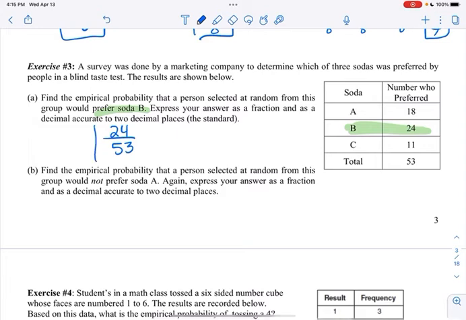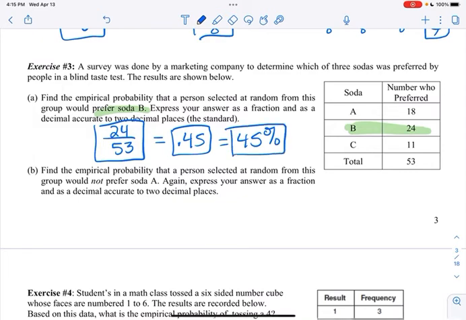So I can leave it just like that. If I want to write it in decimal form, it's 0.45. I did that in my calculator. If I want to write it in percent form, I write 45%. So any of those 3 answers is fine.